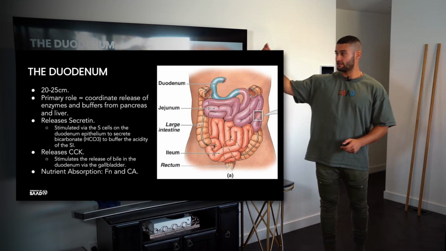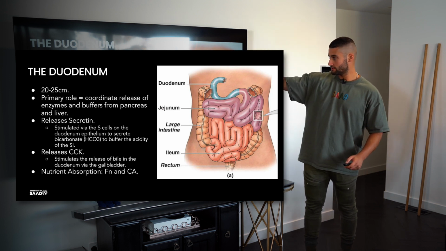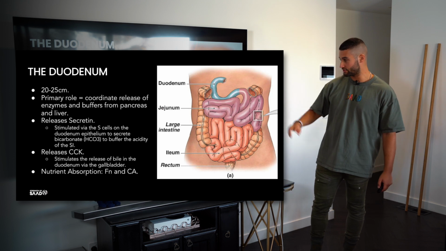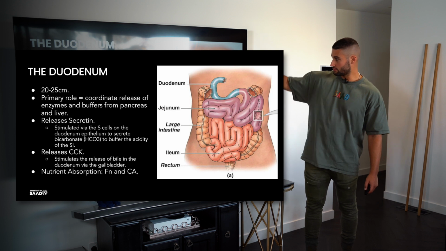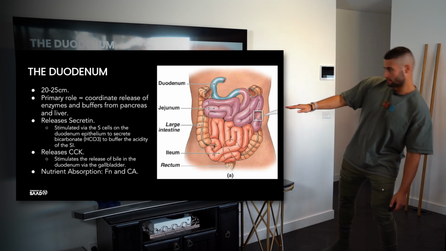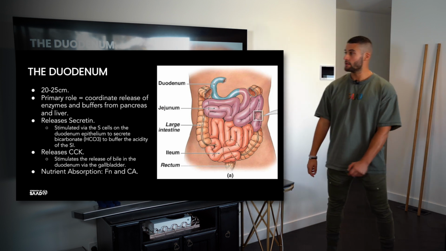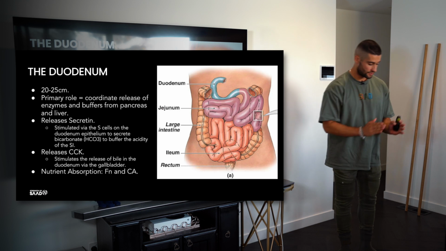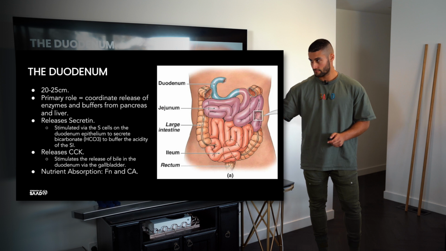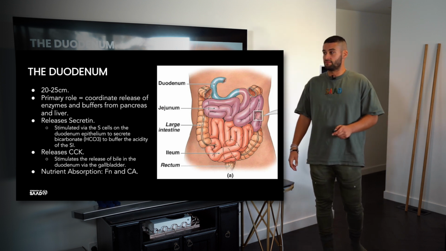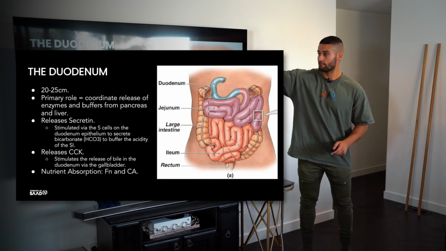Duodenum, this is the first part of the digestive process. Duodenum, these are funny words. Jejunum, I think I'm mispronouncing it, but I'll just say it how I want. And then we have the ileum, sorry, 1, 2, 3, ileum, then the large intestine. The duodenum is 20 to 25 centimeters. Its primary role is to release enzymes and buffers, I'll tell you in a sec what buffers mean, from the pancreas and liver.